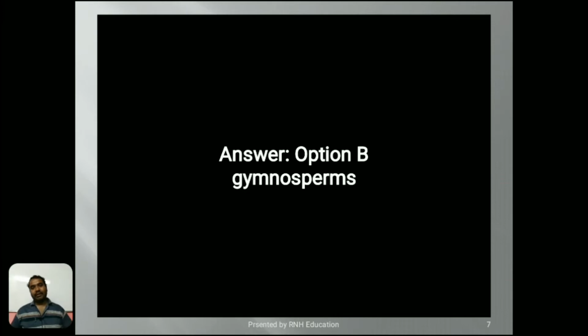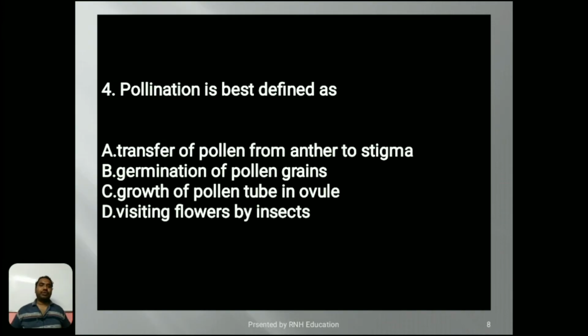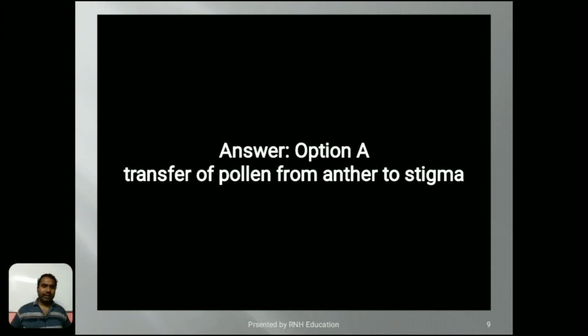Okay, and the next question, that is question number 4. Pollination is best defined as. Options are A. Transfer of pollen from anther to stigma, option B. Germination of pollen grains, option C. Growth of pollen tube in ovule, and option D. Visiting flowers by insects. Let us see the answer. The answer should be A. The answer is option A, that is transfer of pollen from anther to stigma.